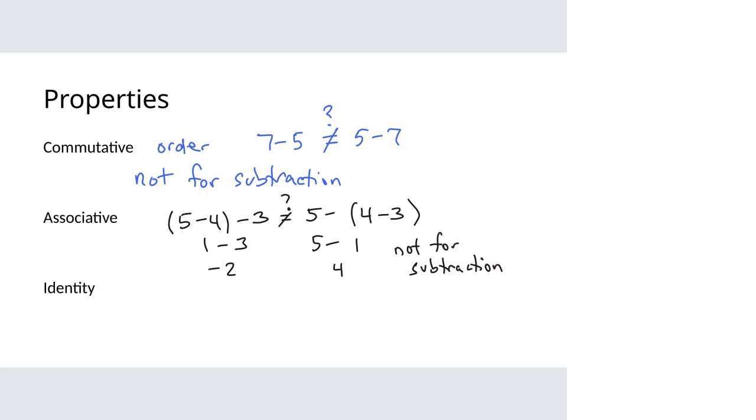When we go talk about identity, identity property had to do with 0. 5 minus 0 equals 5. Well, that looks okay. Do we have an identity property for subtraction? I realize we just talked about it, so it's fresh in your head, hopefully, but it's also brand new. And if we don't have an identity property for subtraction, why not?